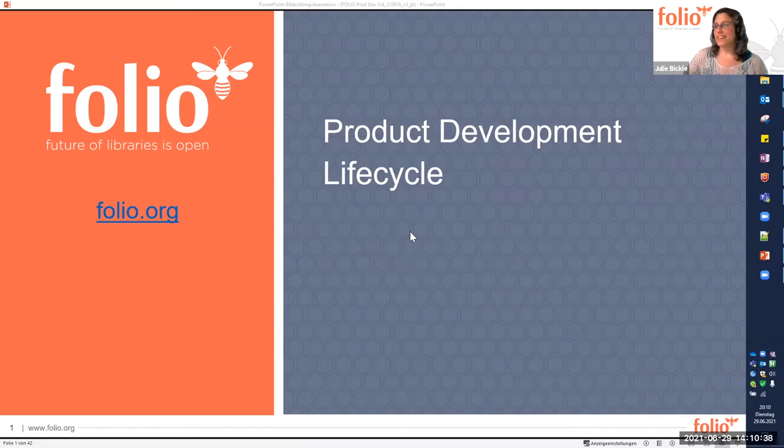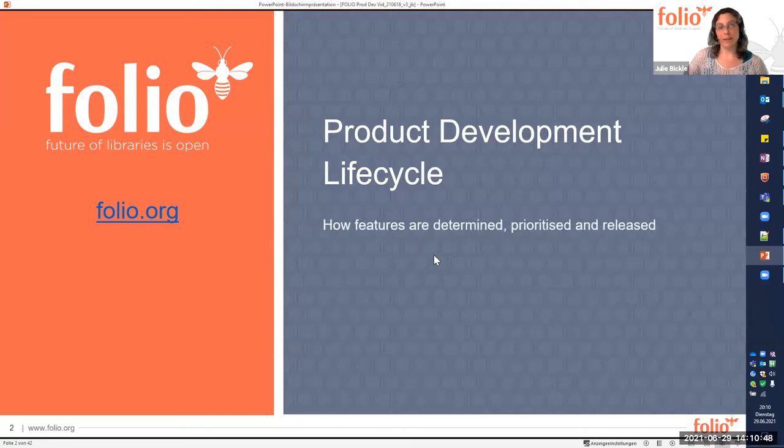This session today will be about the development lifecycle of the FOLIO product. I'm going to talk to you about how features are determined, prioritized, and released to the world, who the product owners are and what their work is, and how you can contribute to the development of the FOLIO product.